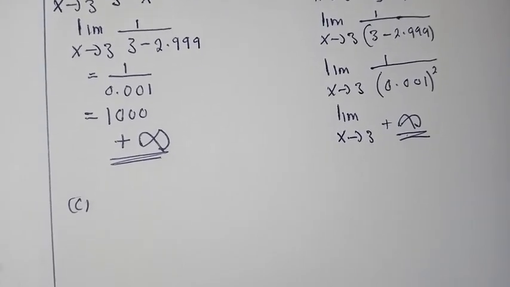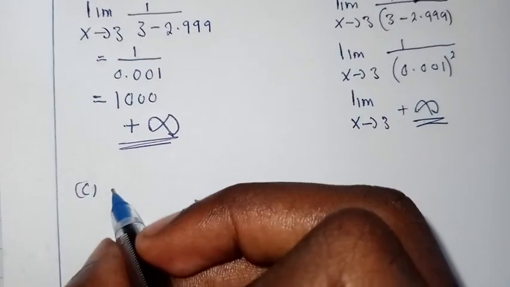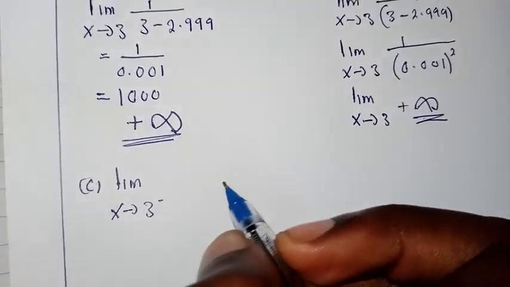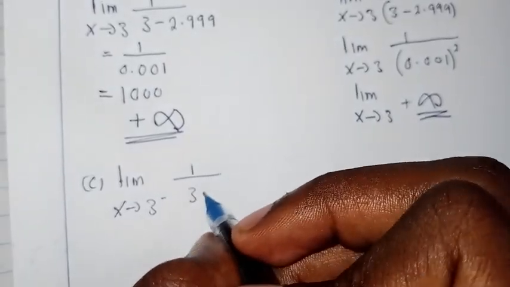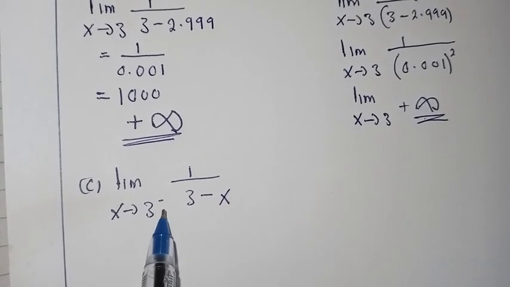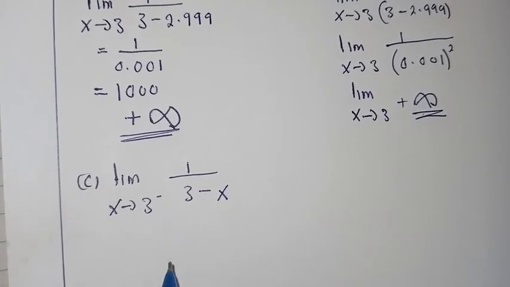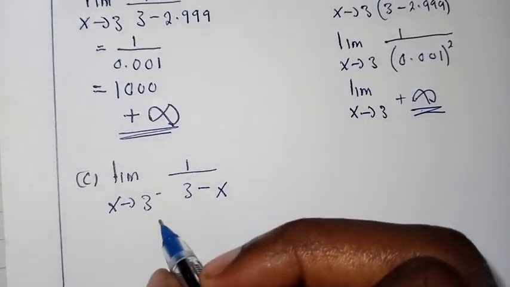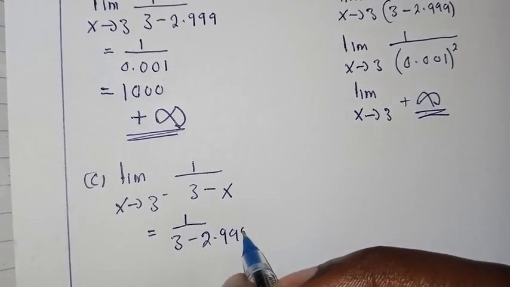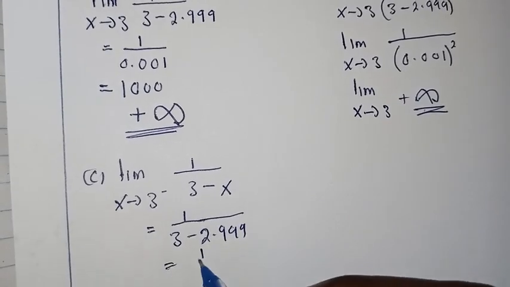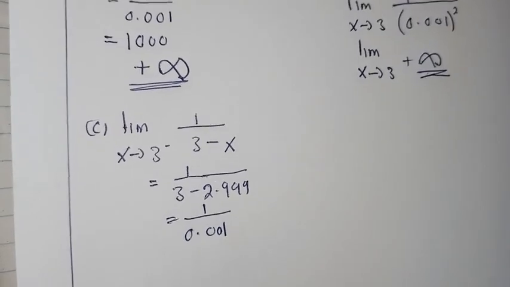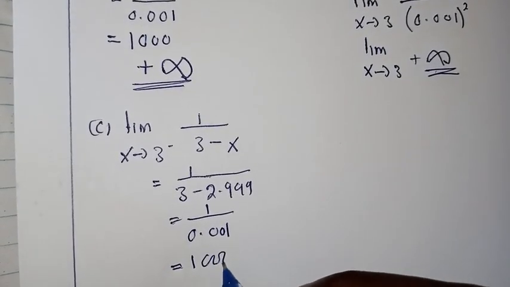C, they are saying we have the limit as x is approaching 3 from the negative hand side, 1 over 3 minus x. Now for this one, this doesn't mean 3 is negative. It simply means we're approaching 3 from the negative direction. So the same concept is going to apply. We have 1 over 3 minus 2.999. And of course, we're going to have 1 over 0.001, like that. So of course, we're going to get 1,000.